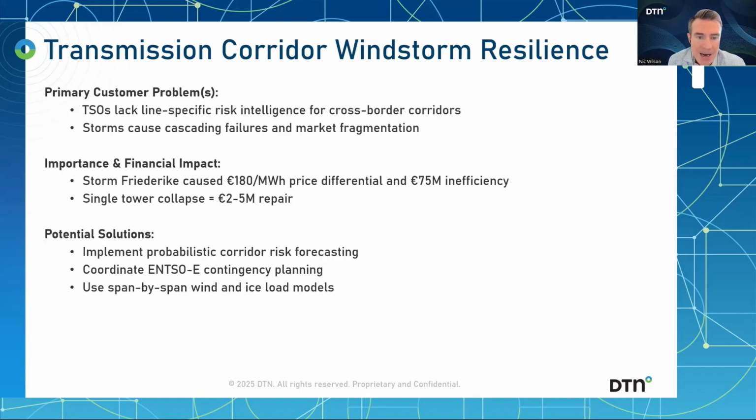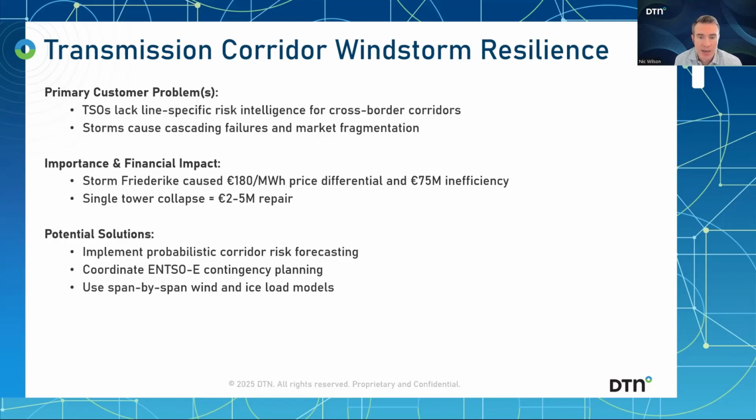You're not managing small polygon territories. You're managing linear corridors that span hundreds of kilometers and cross multiple countries. TSOs need line specific intelligence. East-west corridor wind loading, north-south corridor ice risk, offshore high voltage DC wind exposure. It's not just point location, it's span by span risk profiles.